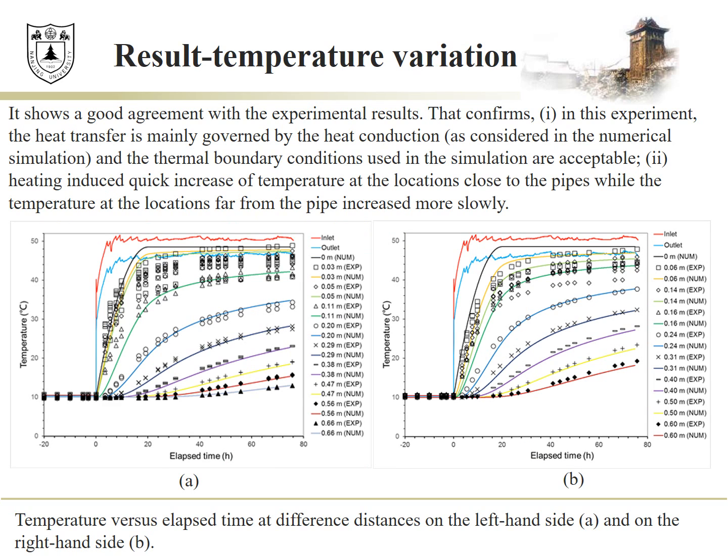This figure shows the result of temperature variation between experiment and the numerical simulation. It shows a good agreement with the experimental results that confirms first, in this experiment, the heat transfer is mainly governed by the heat conduction, and the thermal boundary conditions used in this simulation are acceptable. Second, heating induced quick increase of the temperature at the location close to the pipe, while the temperature at the location far from the pipe increased more slowly.